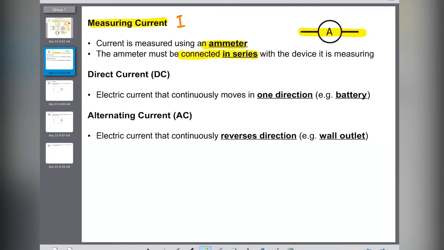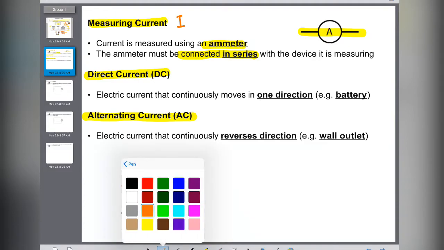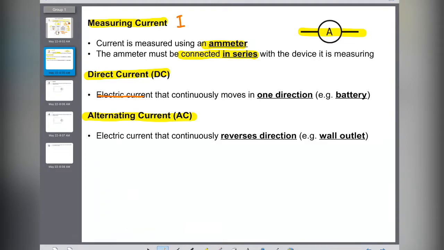The other definitions are direct current versus alternating current. So AC, DC. Direct current is when the electrons, the current, are moving in one direction.